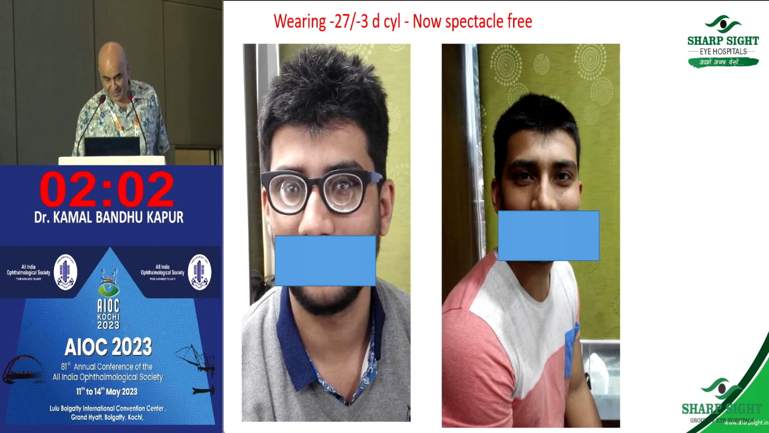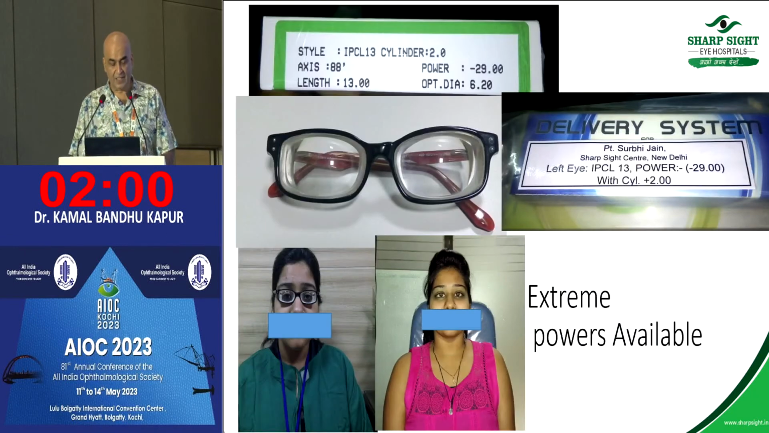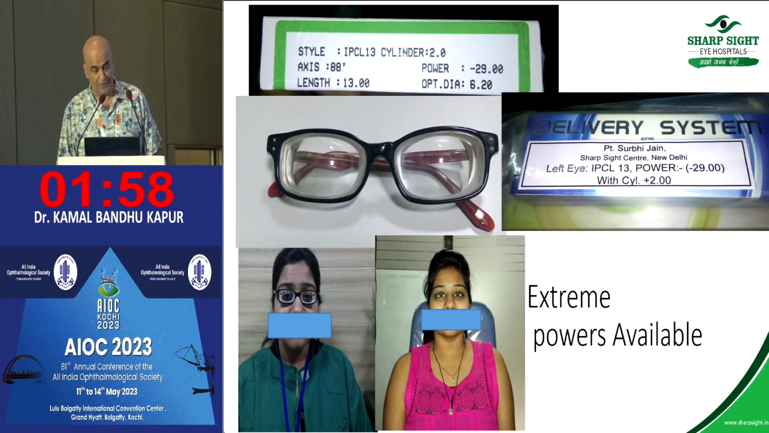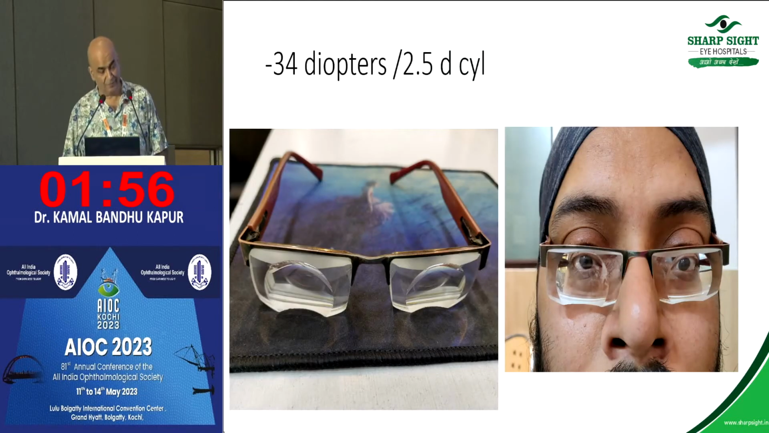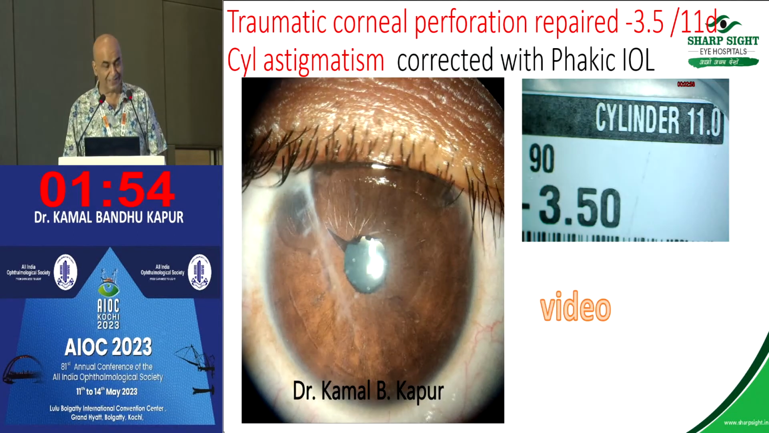So these are some cases, high powered cases. This is minus 29 with 2 diopter cylinders. This is minus 34. Now this is a corneal scar. This is an interesting corneal scar. Look at the cylindrical power. It's minus 3.5 with 11 diopter cylinder.